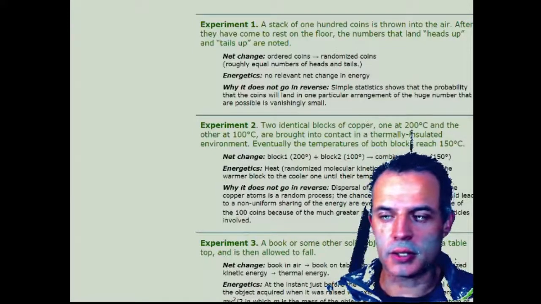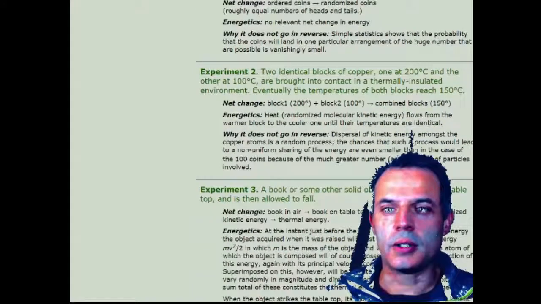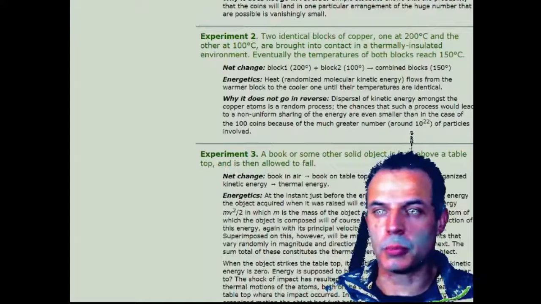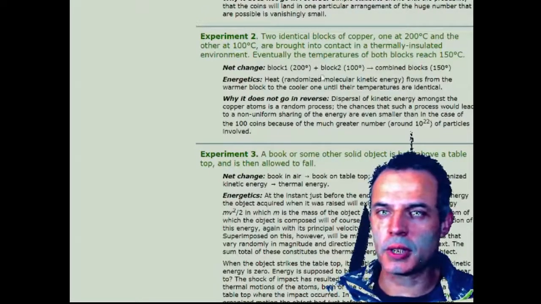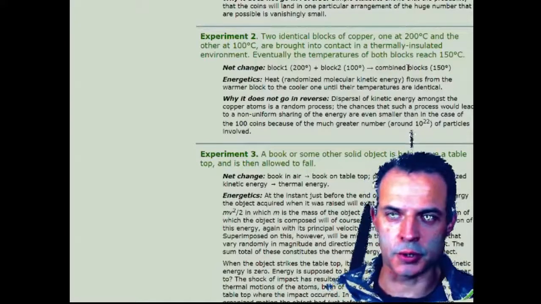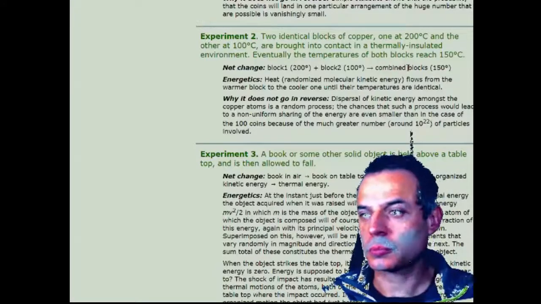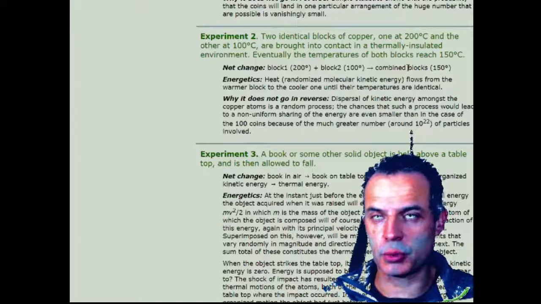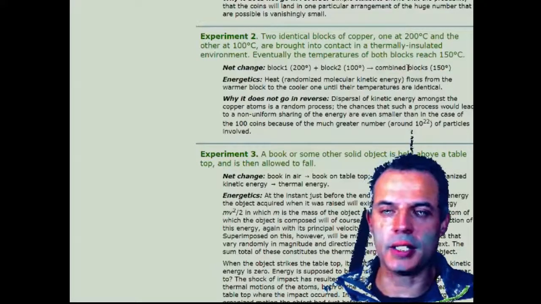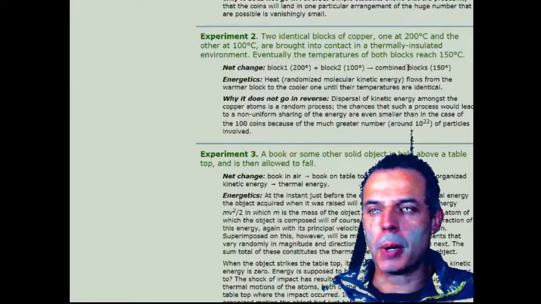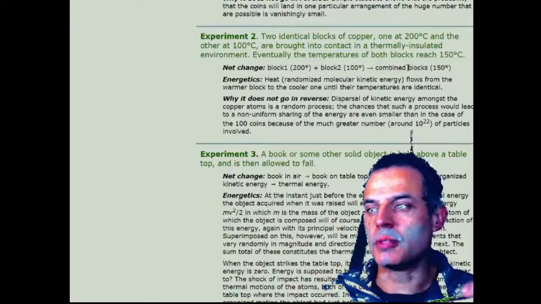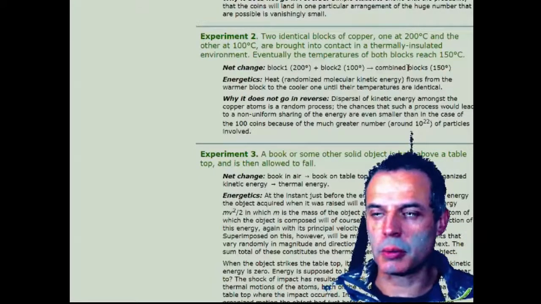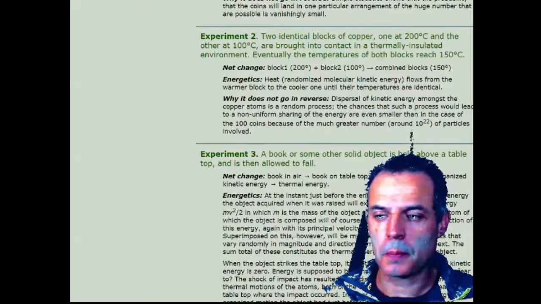Or in this case, the second one, you take two identical pieces of metal and you put them in contact. They start off at different temperatures, so the average temperature doesn't change, or the total energy doesn't change, but it spreads between the two, and it doesn't go in reverse, which is one of the laws of thermodynamics. We already had that one.